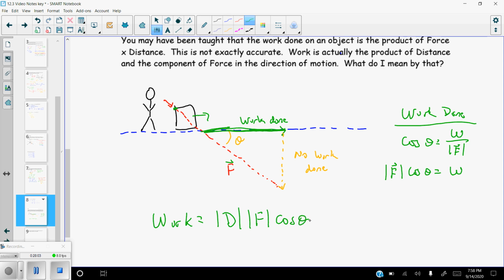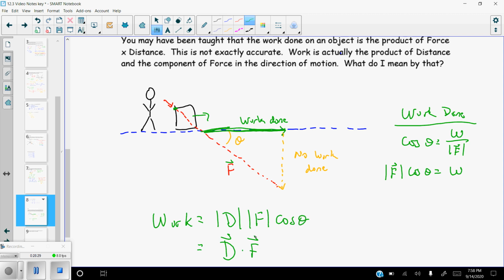So really what you get, because if you remember, magnitude of one vector times magnitude of another vector times cosine of theta is just the dot product. The work done is the same thing as D, that should be a D, not a P, is D dot F. A relatively simple formula. So work done is magnitude D, magnitude F dotted together. That's it.